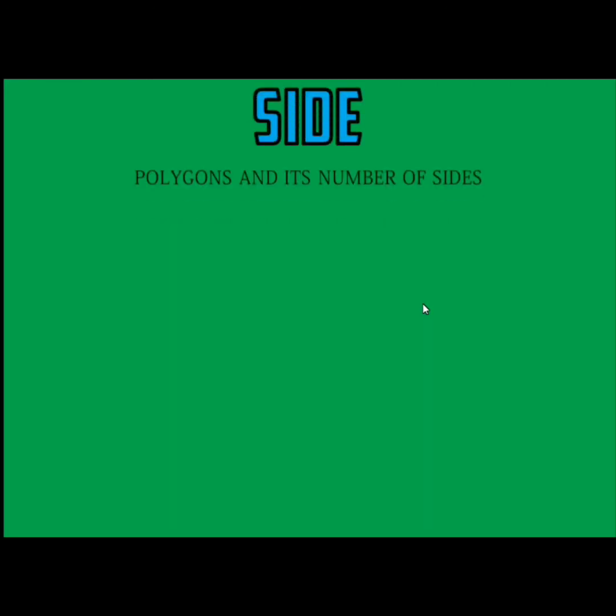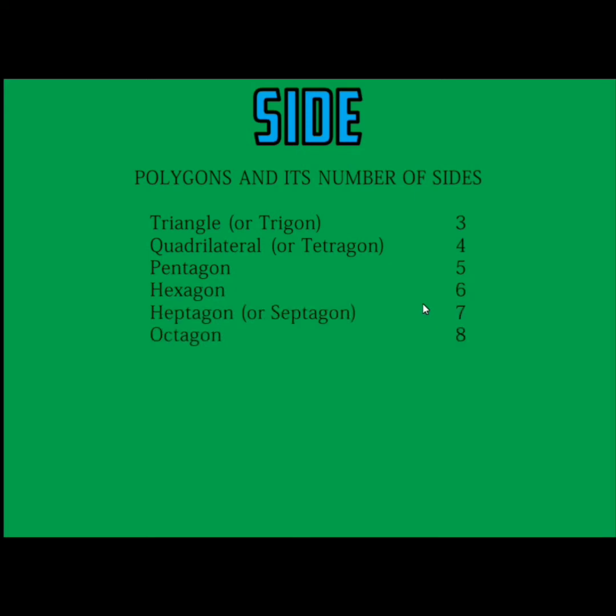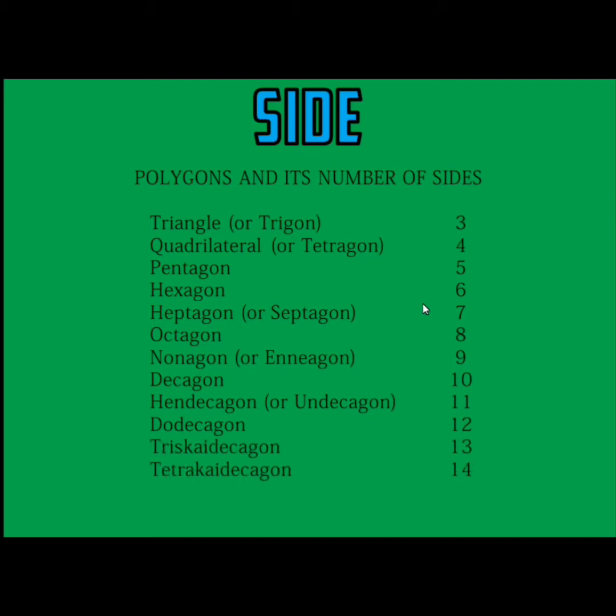Side. Polygons and their number of sides. These first 8 polygons are already discussed. So we will move on to the polygon that has 11 sides, which is the hendecagon or undecagon. Next one is the dodecagon that has 12 sides. Triskaidekagon, 13 sides, and so on.